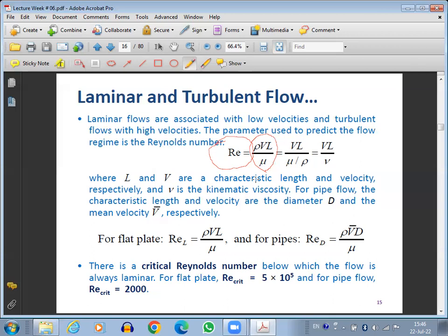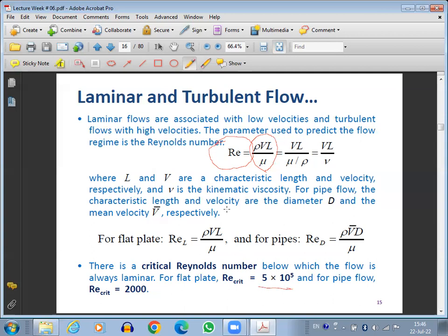So the basic thing is that we have a critical Reynolds number through which we define mathematically whether a flow is laminar or turbulent. That critical Reynolds number for open flows is 5 into 10 to the power 5. If the Reynolds number is less than 5 into 10 to the power 5, then we consider it laminar. Otherwise, if it is greater than this value, then we consider it turbulent. This is for the open flows.